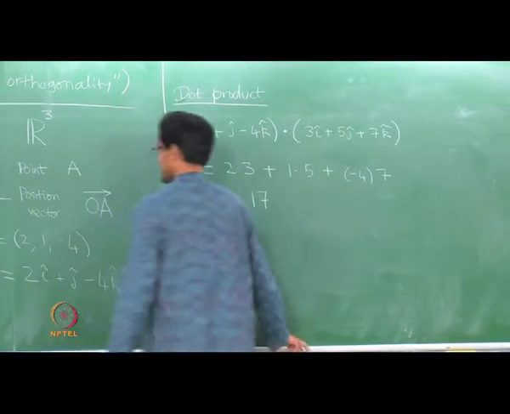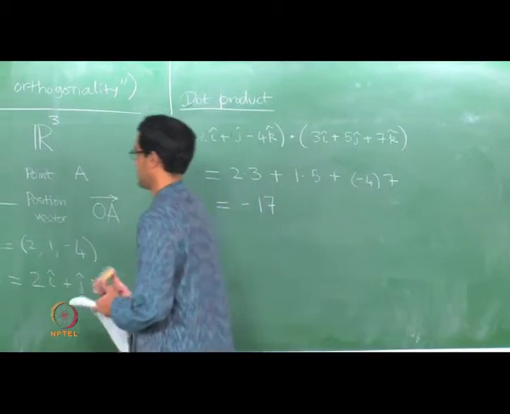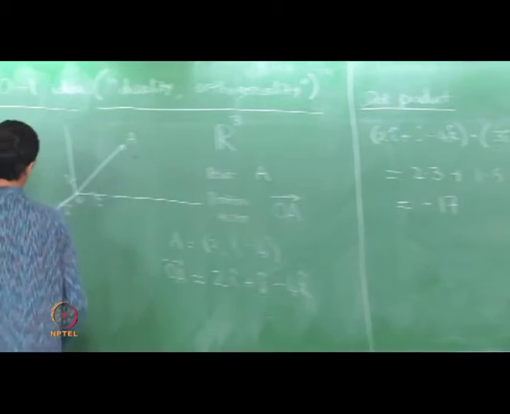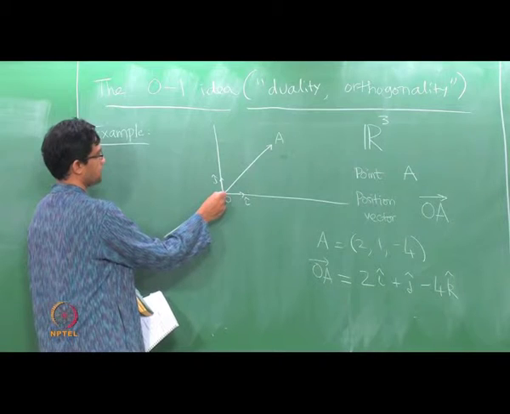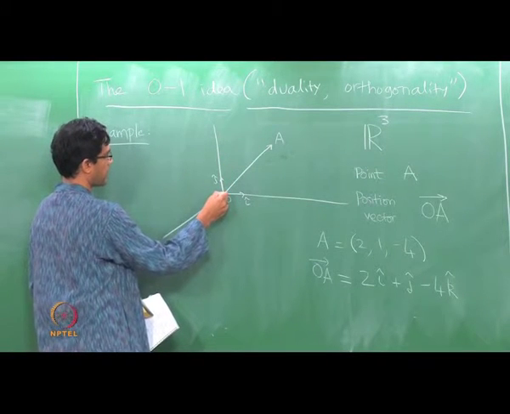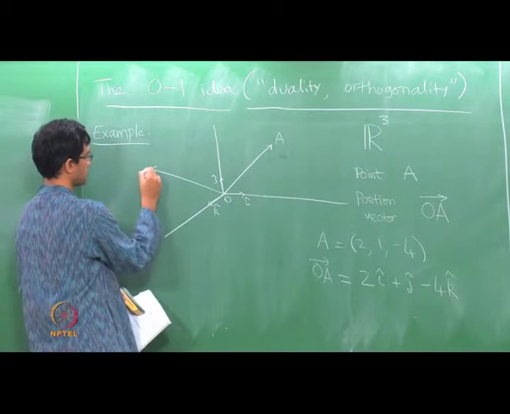Now what I want to pose is a problem of the following kind. I want to take 3 points in R3. Here I have a point A, and I want 2 more points B and C.